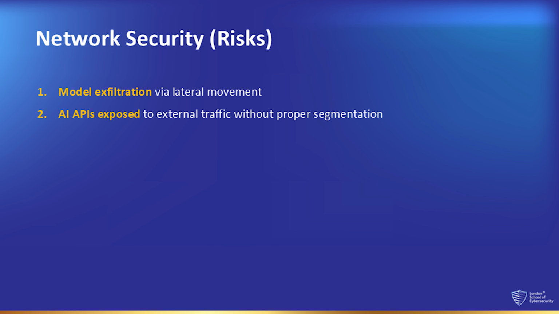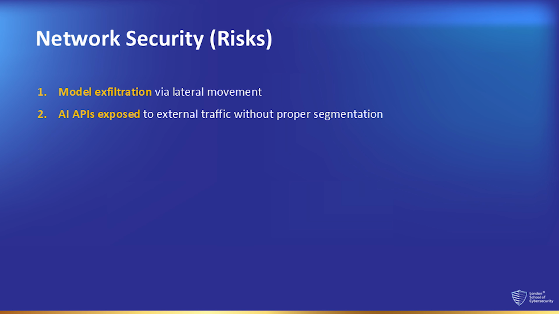Now, network security, the good thing is there is a lot of the standard controls today can and will still apply to the AI regime or the AI world. But there are two key risks that we need to be looking out for. The first one is model exfiltration. So we talk about data exfiltration in today's world, but in addition to data exfiltration, we now have to worry about the model exfiltration as well.